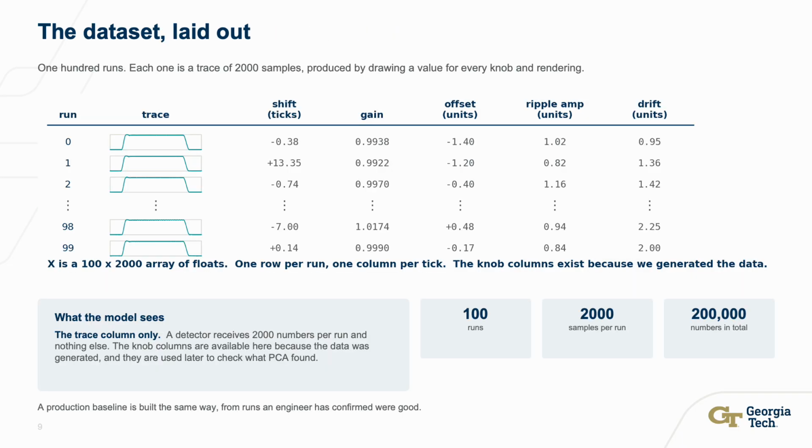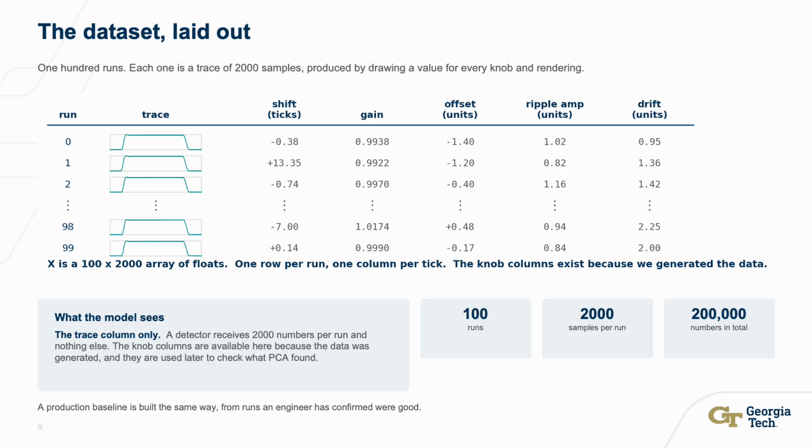Here is the dataset written out as a table, because it helps to see the shape of what we are working with. One row per run. The trace column is the actual signal, 2000 samples. Then the values of the knobs that reproduce it: the time shift in ticks, gain, offset, ripple amplitude, and the drift. X is a 100 by 2000 array of floating point numbers. The rows are runs, the columns are time points. 200,000 numbers in total, which is nothing by modern standards and fits comfortably in memory.